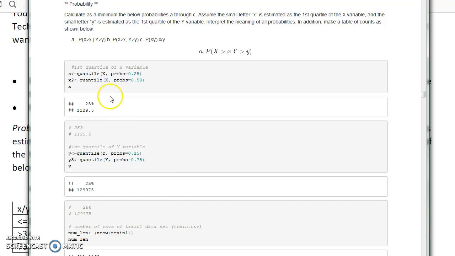If I look at the quartile here at the 25% level, it's 1129. That's for the living area, and that would be within that range of 334 to 5600. And then similarly with the price, for the quantile at the 0.25 level, it's 129,975.